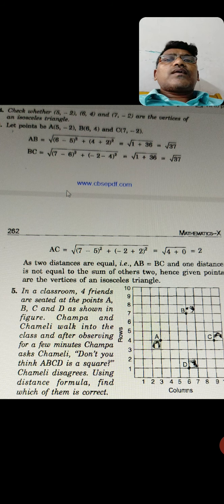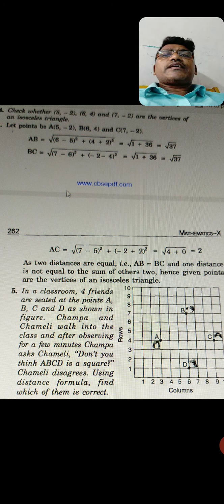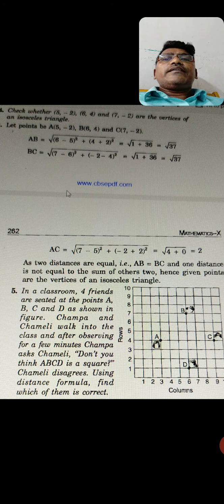Okay. Now the length of one side is left to find, that is AC. Here A coordinate you are taking and C coordinate you are taking. A coordinate is 5 comma minus 2, C is 7 comma minus 2. Here x1 equal to 5, y1 equal to minus 2, x2 equal to 7, y2 equal to minus 2. That we are substituting again in the distance formula, square root of x2 minus x1 whole square plus y2 minus y1 whole square.